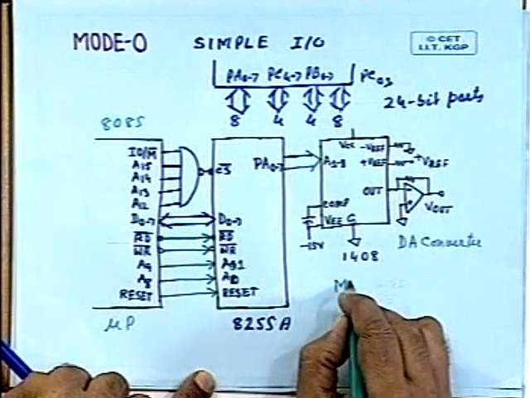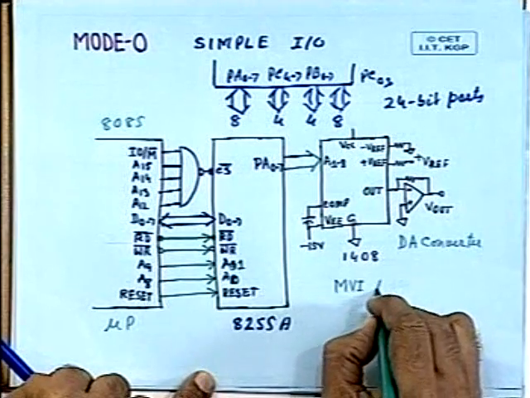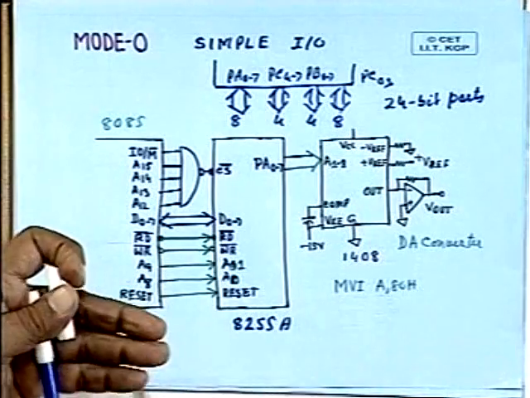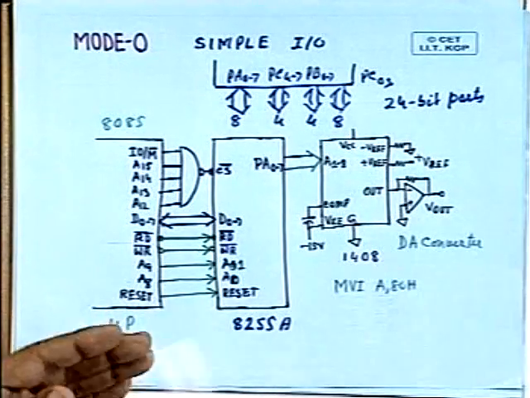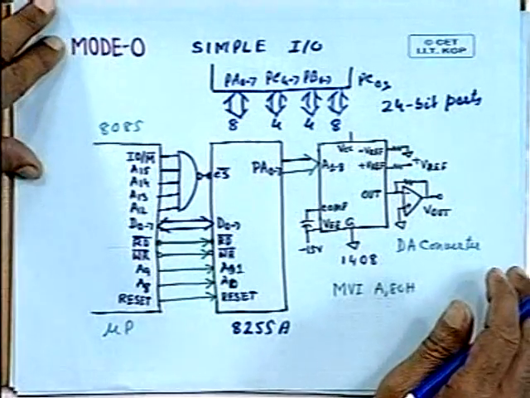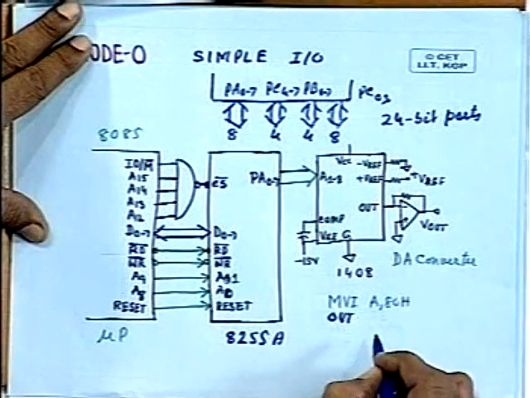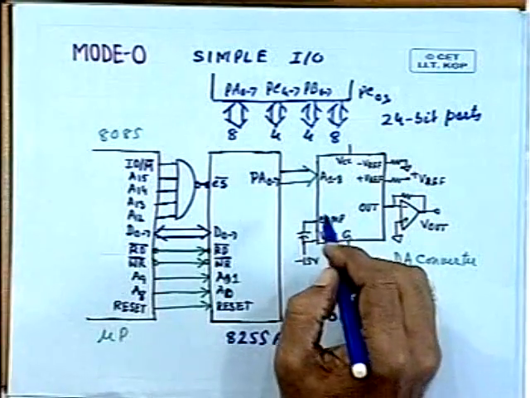Let's see how your program will look. So you have to write this value 80 in hex, and then you have to output it to the control register. What is the address of the control register?